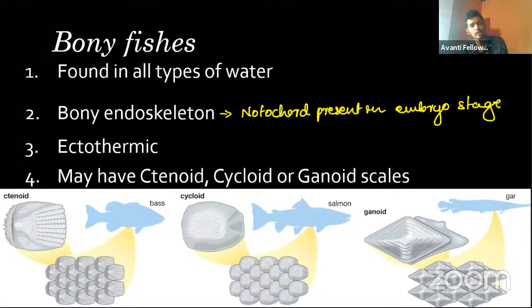These are also ectothermic. There is no need of explanation, right? Ectothermic means they are cold-blooded animals. That means they depend upon the external environment for the regulation of their body temperature. Okay, I just want to add another point here, guys.